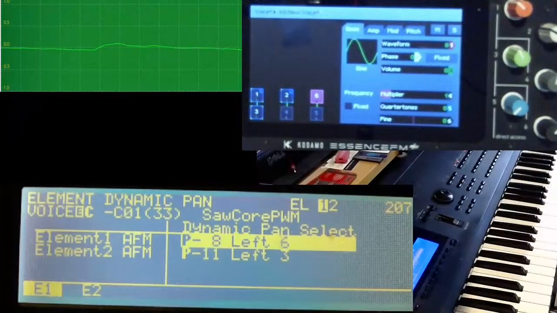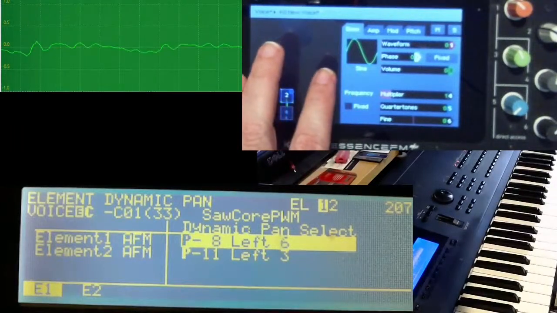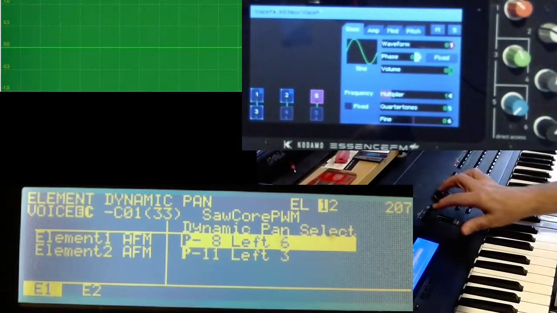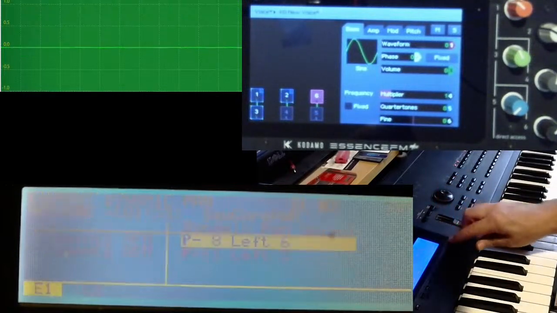They're a little more sophisticated than what I have here on the SY99 because I have built my complex waves out of typical FM interactions. But you can do this a lot more efficiently if you start with some complex waves. So I'm going to pop on over to the Essence FM for a moment.